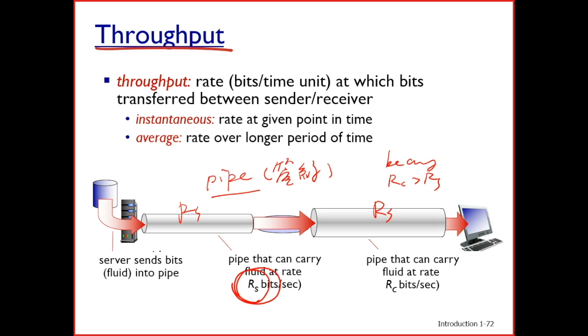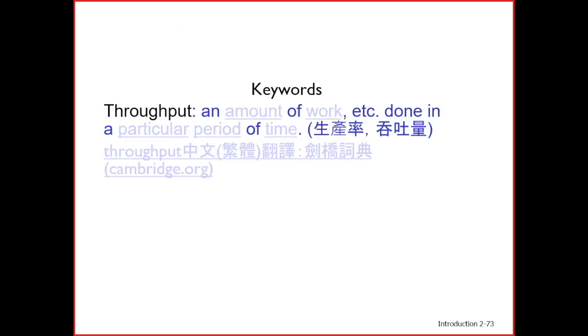About this, is it okay? All right, seems to be okay. So throughput, in fact, we can have the Chinese characters, and we have the explanation of what it means. And we already have the definition of throughput previously. But if you don't know throughput, I already have the keyword again.